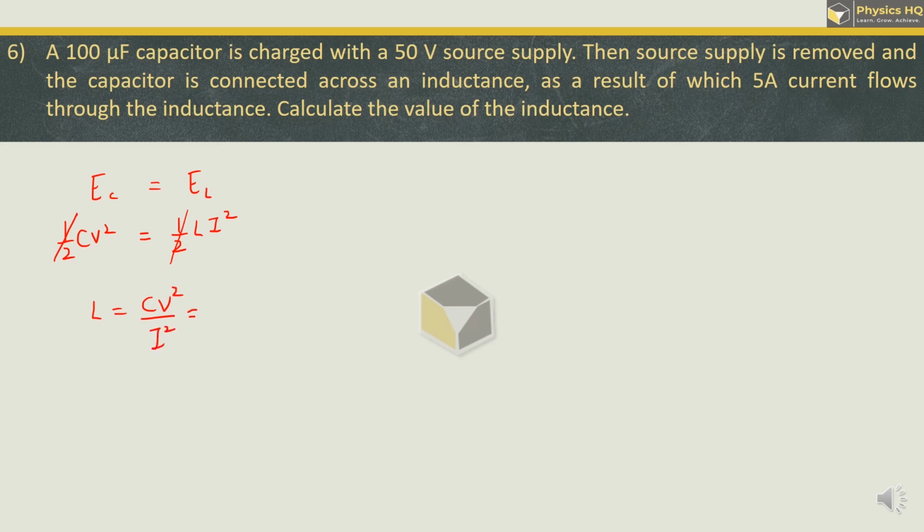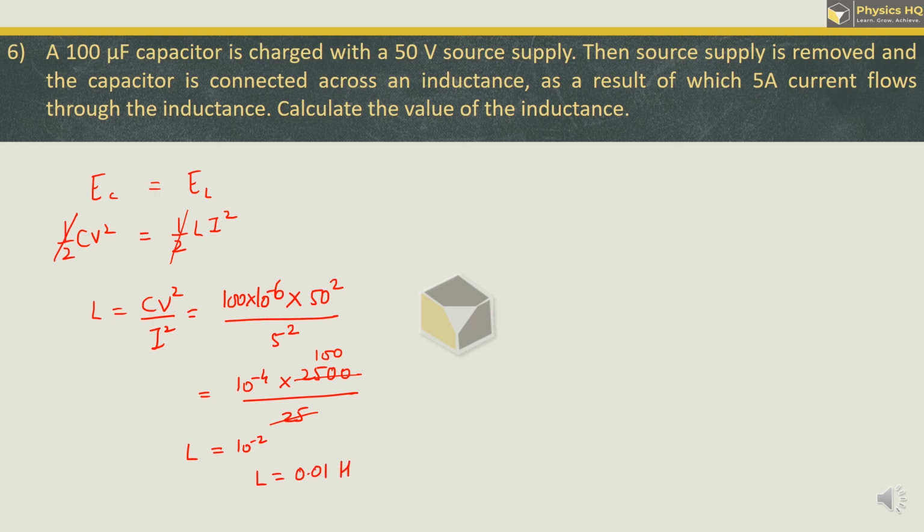Let us put the values. Capacitance is 100 micro, which is 10 raised to minus 6. Voltage is given as 50. We have to take the square of it. Current is given as 5 ampere, and its square too. So this is equal to 10 raised to minus 4 into 50 square will become 2500 divided by 25. So this will be 100 and we got 10 raised to minus 2. The value of the inductor is 10 raised to minus 2, or we can write it as L is equal to 0.01 Henry. Hope you all understood this.